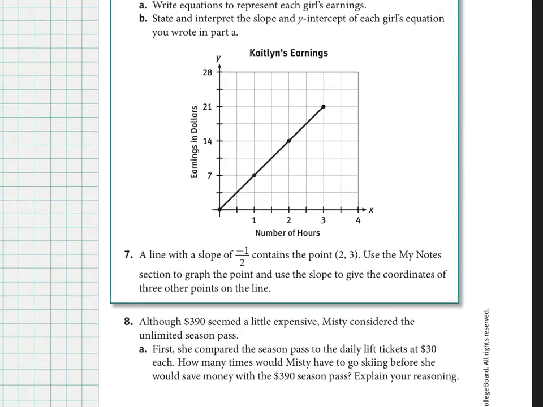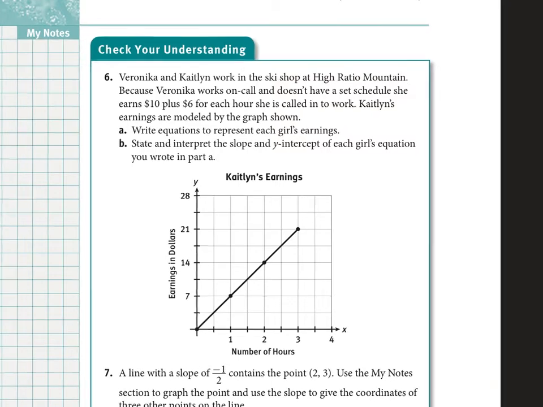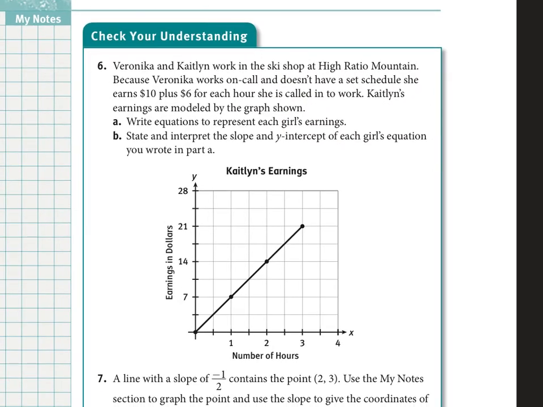All right, so let's take a look here. Let's check our understanding, look at an example, and see how things are going here. So number 6, Veronica and Caitlin work in the ski shop at High Ratio Mountain. Because Veronica works on call and doesn't have a set schedule, she earns $10 plus an additional $6 for each hour she's called into work.